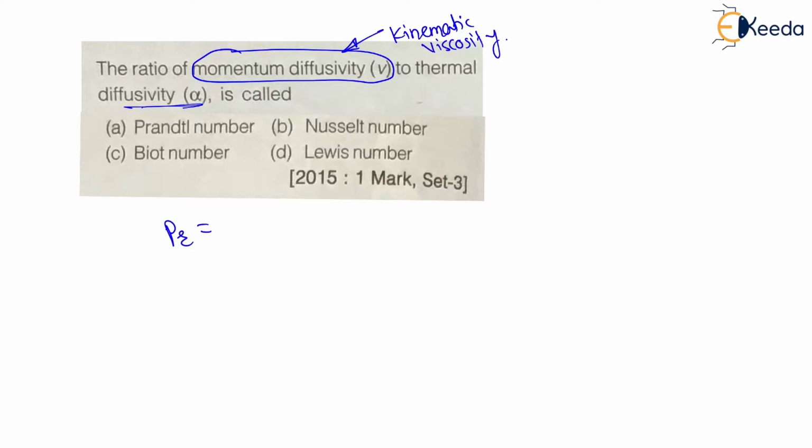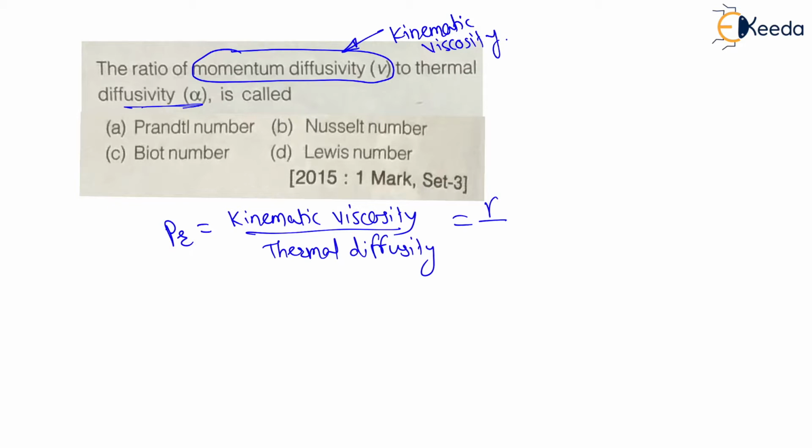The Prandtl number is nothing but the ratio of kinematic viscosity to the thermal diffusivity. This is called Prandtl number, right? Therefore, which is nothing but nu divided by alpha. Therefore, my dear students, here the ratio of momentum diffusivity to the thermal diffusivity is Prandtl number.